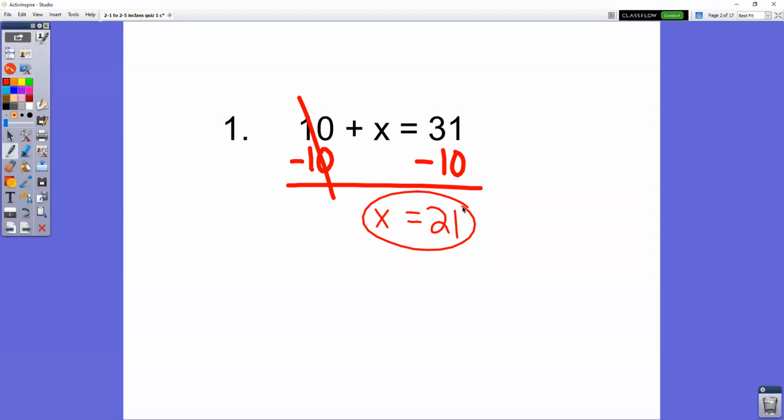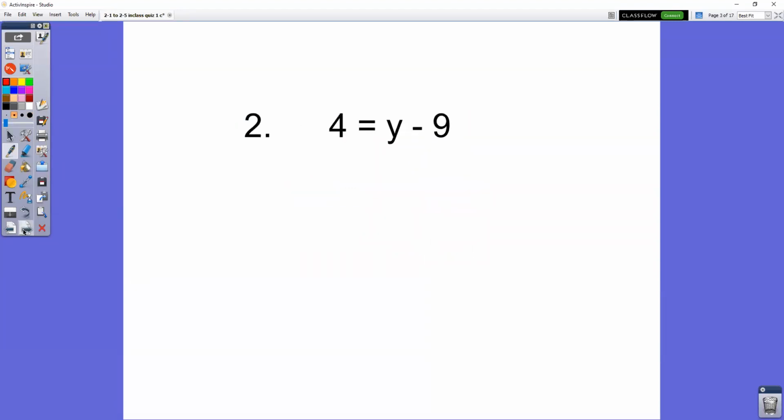Take a look at the next question. In question number 2, you have 4 equals y minus 9.